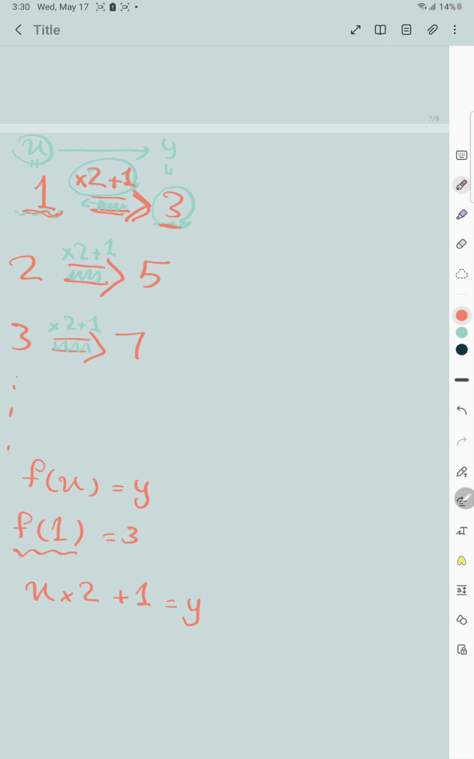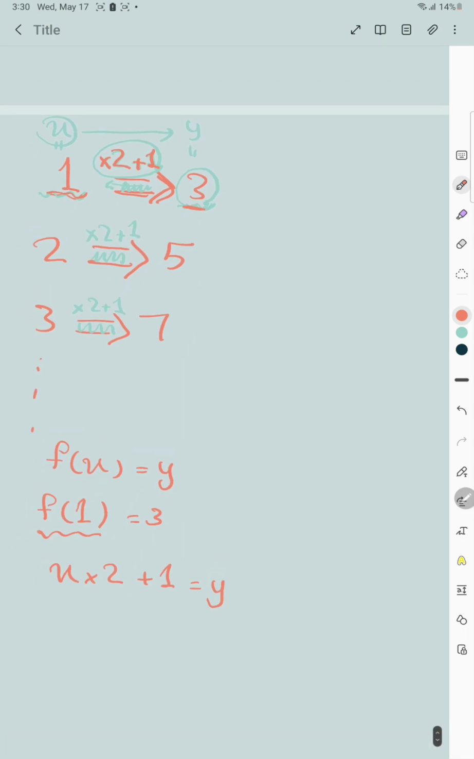And since it's the same for every machine, and we have several x values, we write it as: any x value that goes into that sort of machine is being multiplied by 2 and having 1 added to it, and gives us the exact y value that we're going to get. This is what we mean by f of x equals y, and this is what we mean by algebra.